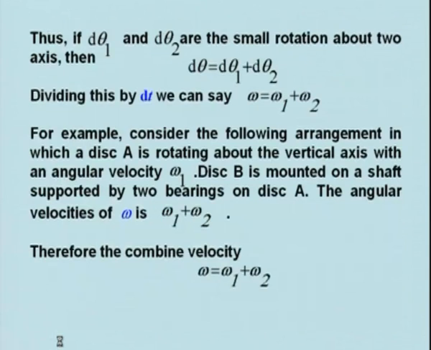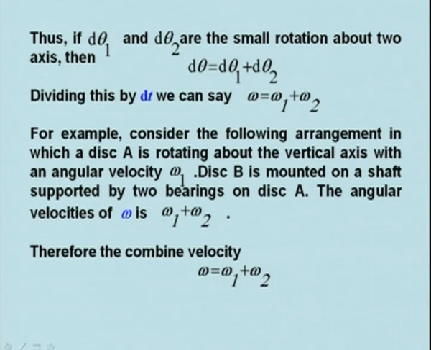Therefore, if d theta 1 and d theta 2 are small rotations about two axes, then d theta is equal to d theta 1 plus d theta 2. If you divide this by dt, then we can say that omega is equal to omega 1 plus omega 2, taking the limit as dt tends to 0. So in this case, angular velocities can be added like vectors.